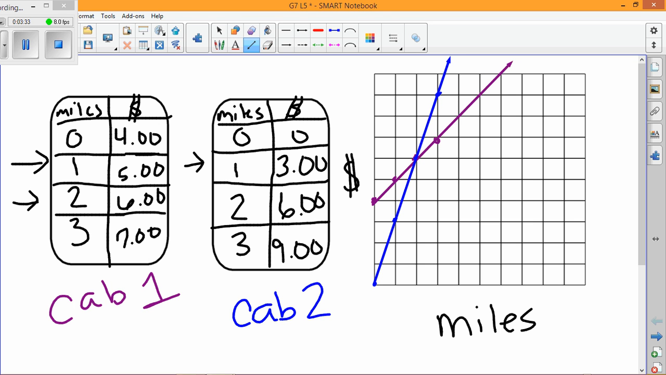And we can glean a lot of information from the chart. We can see that if you're only going 1 mile down the road, it would be cheaper to take cab number 2. But if you're going a long distance, it's going to be much better to take cab number 1, because at first it's a little more, but then it's much cheaper the further you go.